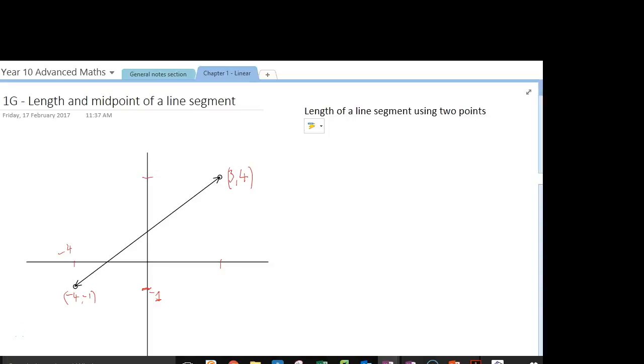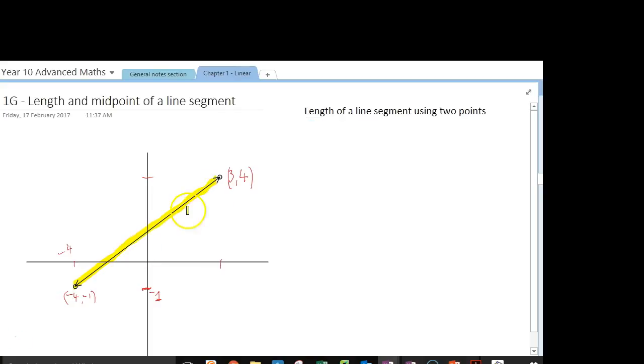Hi guys, a lesson on 1G, length and midpoint of a line segment. We're going to do first of all the length, so calculating the length of, say, two points drawn on a graph or a sketch. We want to work out what the length of this line is.